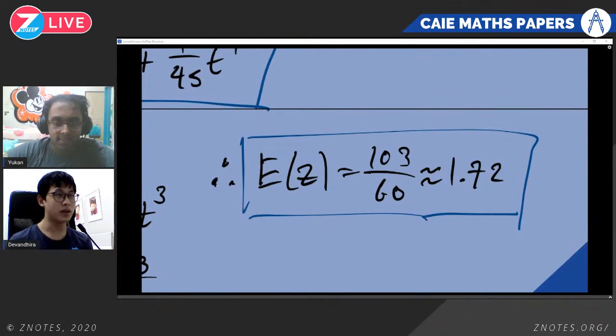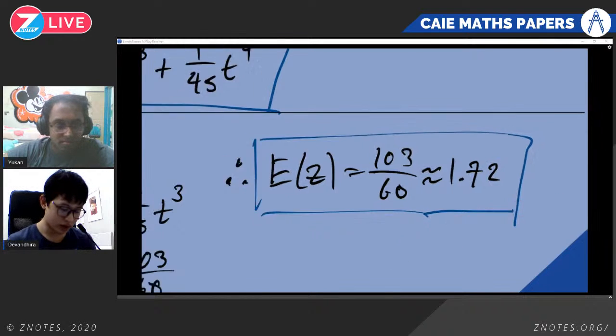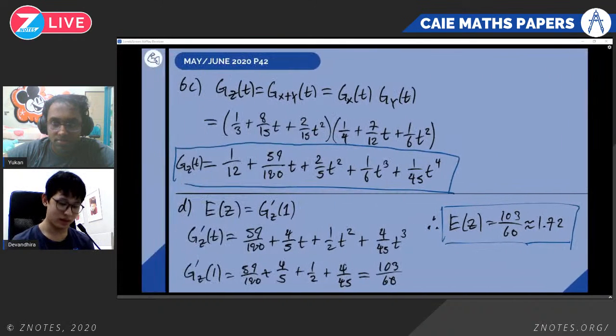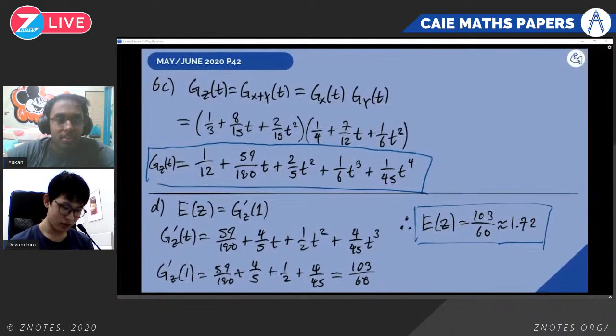Is this the correct answer? That is the correct answer. So box the answer, and we're done with the paper. This is the final question already. So that's it for the statistics paper.